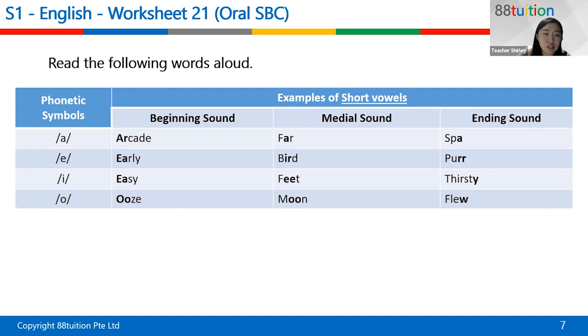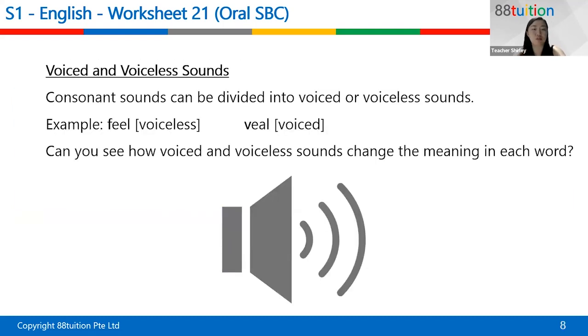So just now these were short vowels, and then we also have more examples, like for example, arcade, far, spa, then you have your early, bird, purr, easy, feet, thirsty, ooze, moon, flu. I think this one there's something wrong. Let me just correct it now.